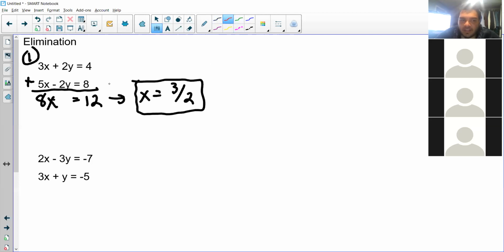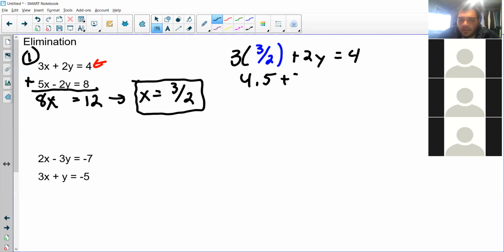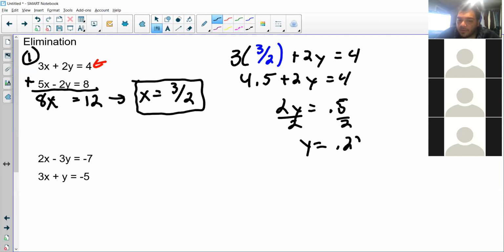But since we found one of our x's, we could choose either equation. I like the equation with no subtraction. So 3 times my found value, 3/2, plus 2y equals 4. If you want to change this into 1.5, you can see that it's 4.5 plus 2y equals 4. Subtract 4.5 on both sides, 2y equals -0.5. Divided by 2, divided by 2. Half of a half is 1/4, so 0.25. If you did it all in fractions, it'll be 1/4.